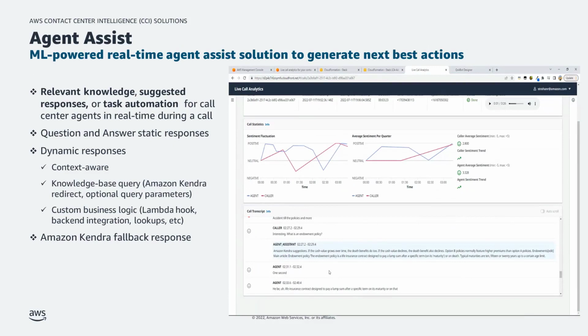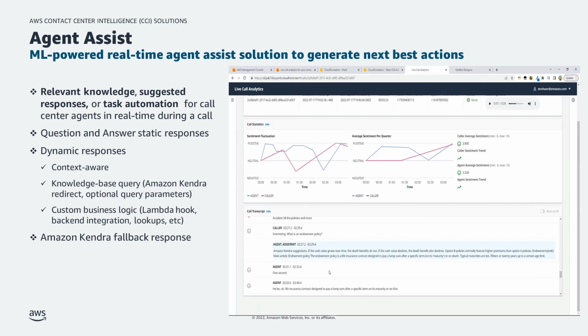We have now added the agent assist capability to the live call analytics solution, which helps agents with relevant knowledge and suggested responses from knowledge base systems, both internal and external sources. You're able to set up this solution with a number of different types of responses. It can be a simple hard-coded question and answer static response, or it could be as complex as your own custom business logic written in, let's say, Lambda. Lambda is our serverless function that helps you code your backend business logic in it.